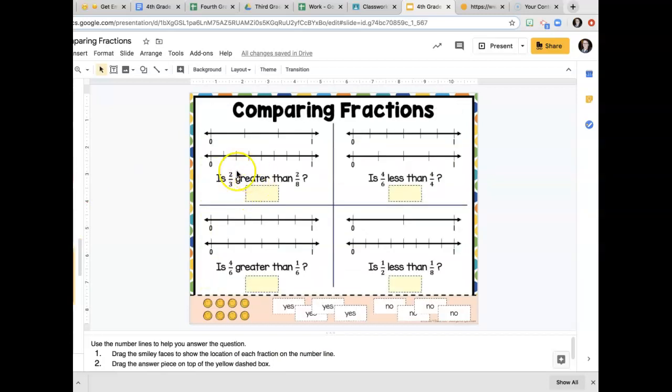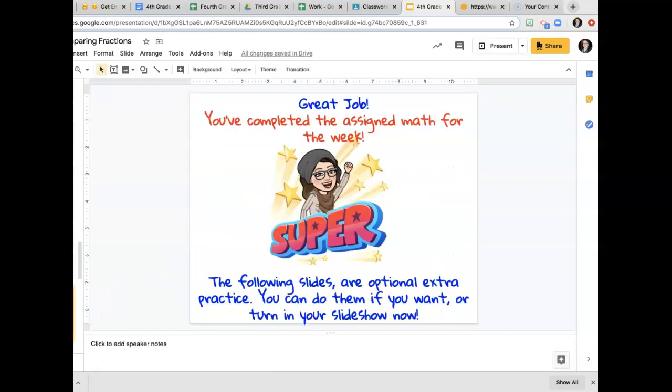And then your last page is just to do the same thing, plot, and then instead of using the greater than, less than symbols, you're going to say if this statement is true. So if I have 2/3, that's here, and I have 2/8, that's here. Is 2/3 greater than 2/8? Absolutely not. Got it? That's the end of the required work for the slides.